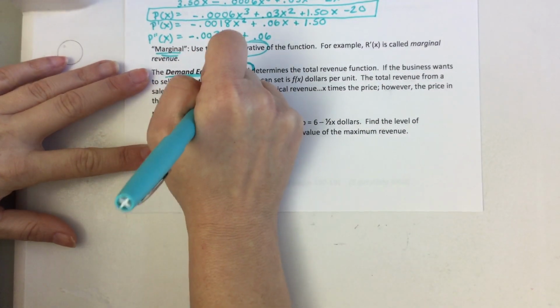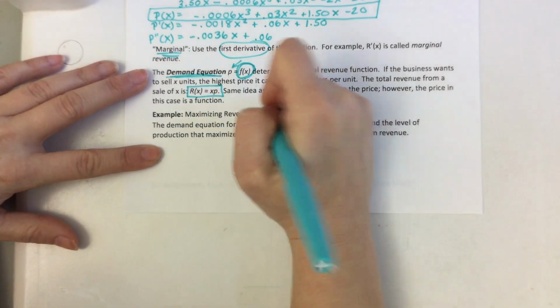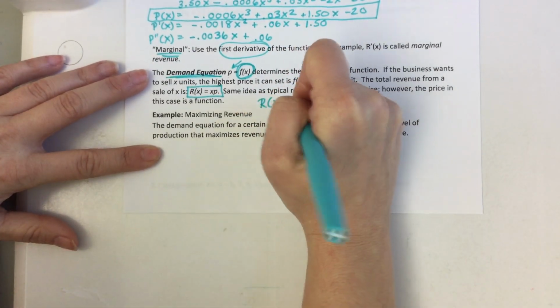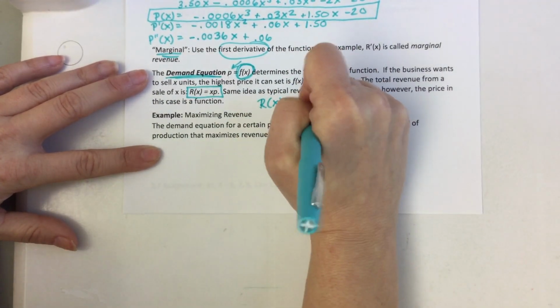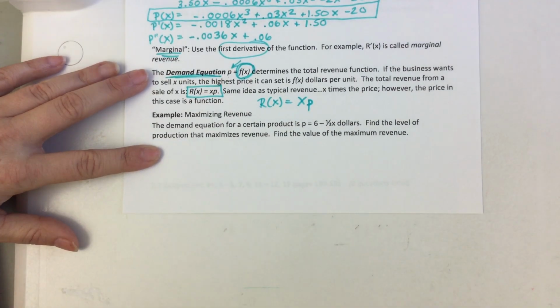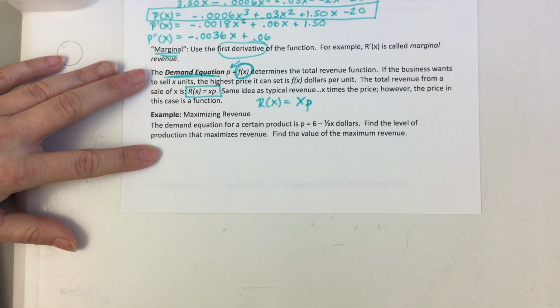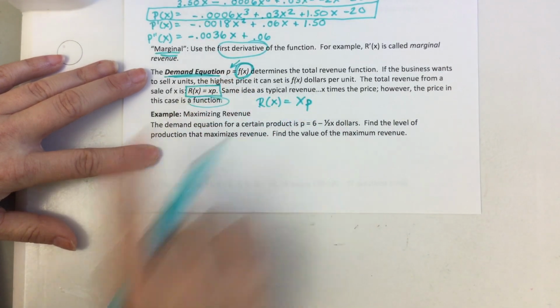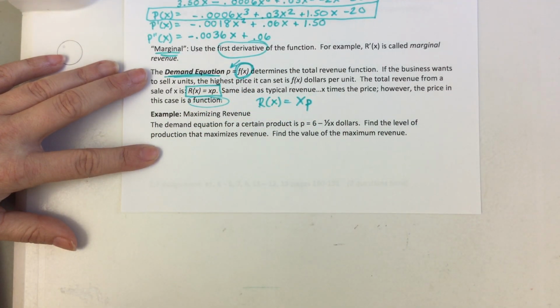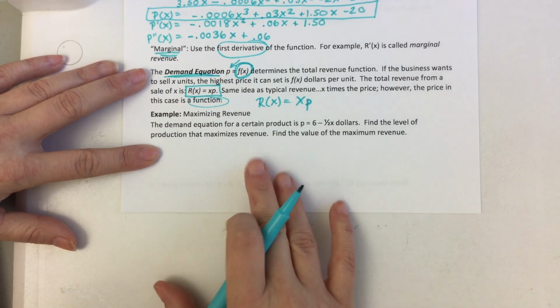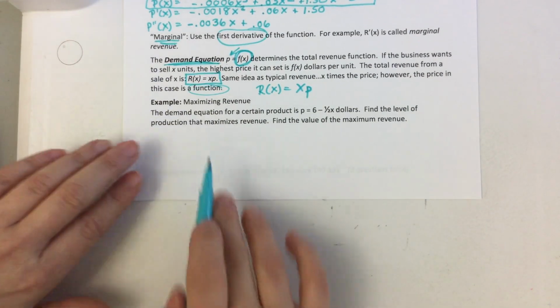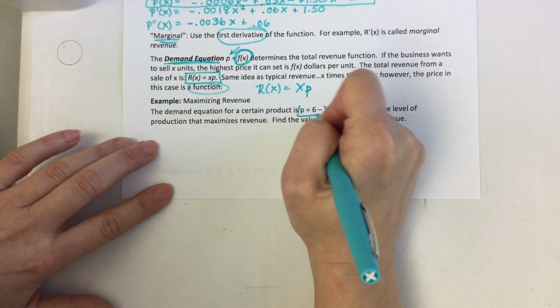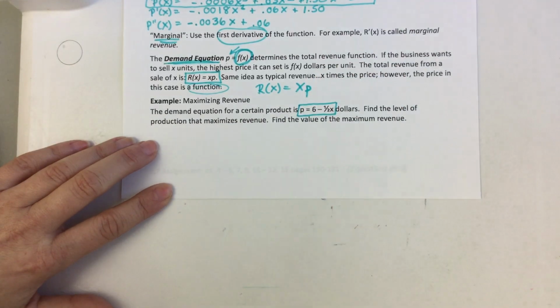So here is your revenue. If you're looking at demand, your revenue is X, how many items you sold, times P. P is the price of the item. Okay, so it's the same idea. However, now the price is a function. It's not just like $5 or $3.50 like our last example. So let's go ahead and look at this. The demand equation tells you how to price the item.